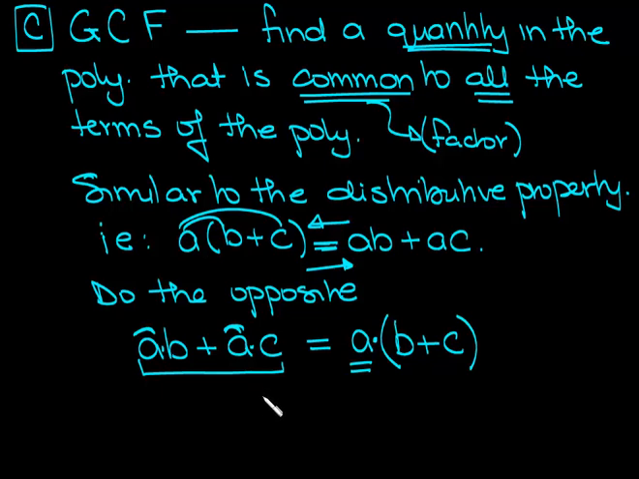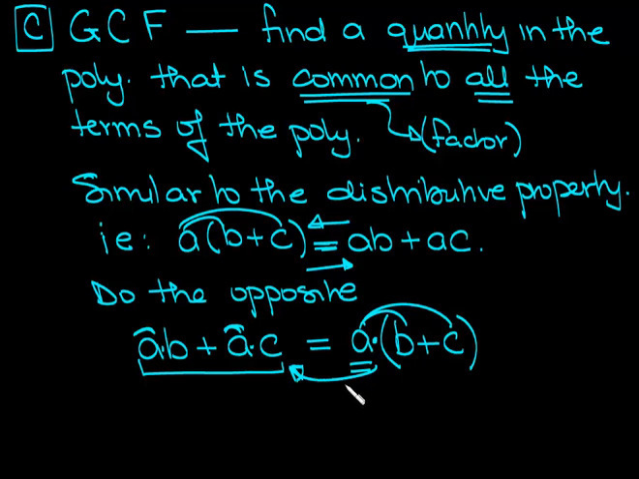This was the largest thing that was common to both of these terms. Okay, so that is the idea of greatest common factor. We're trying to find a quantity in the polynomial that is common to all the terms, so we can take that quantity out of every single term, write it in the front, and then write it as a product. If we were to distribute this, we would get this back. So you can always check your answer when you do factoring. That's a nice thing about factoring.